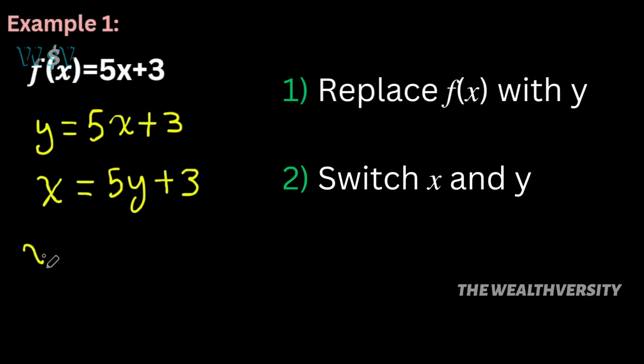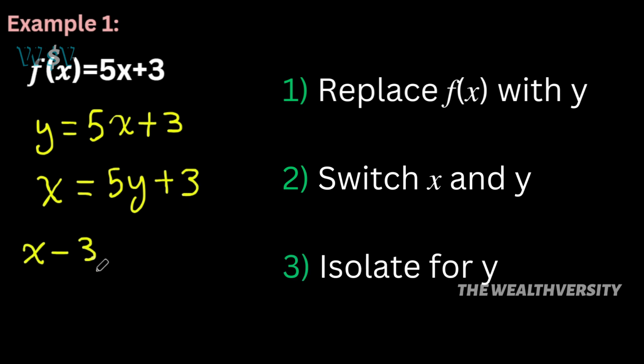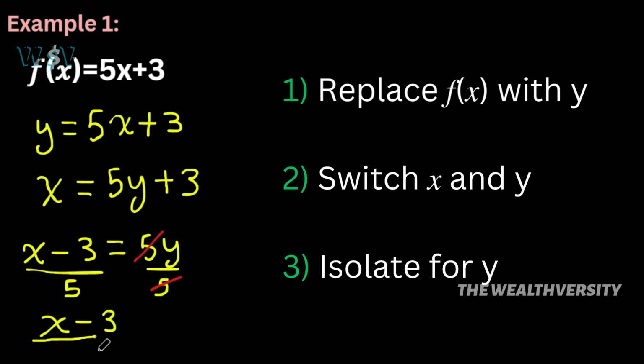Now the last step is to isolate for y by moving the 3 to the other side, so it becomes x minus 3, and then dividing both sides by 5. So the inverse of 5x plus 3 is y equals x minus 3 divided by 5.